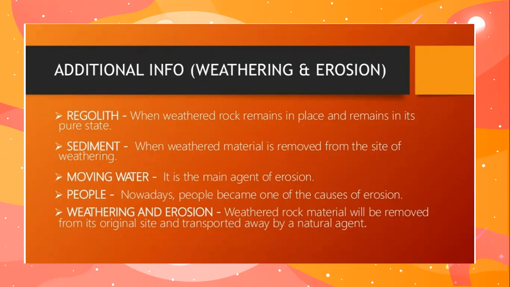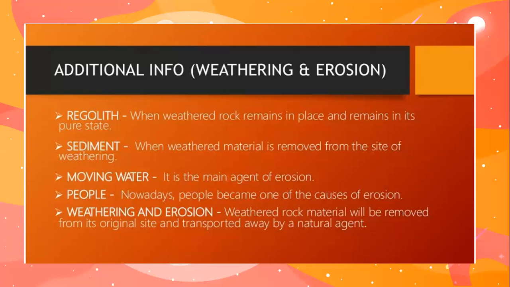Moving water is the main agent of erosion. People nowadays also become agents of erosion. Why? For example, people who climb in the mountains. As they climb, a small amount of rock would be transported. It would be transported down below because they are moving. So if you are stepping on the land, the small rocks would be displaced, right? They change place. Yeah, that's correct. That's the correct word.